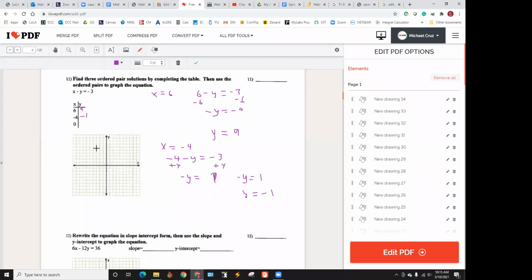What's that last one? 0 is usually the easy one because you can put it in, and it takes away one of the variables and makes your life a lot simpler. So that means minus y, so same thing, since it's a negative y, multiply both sides by -1. All right.